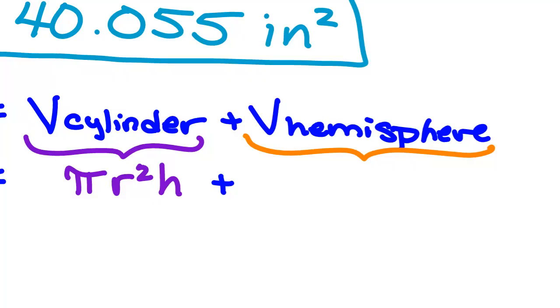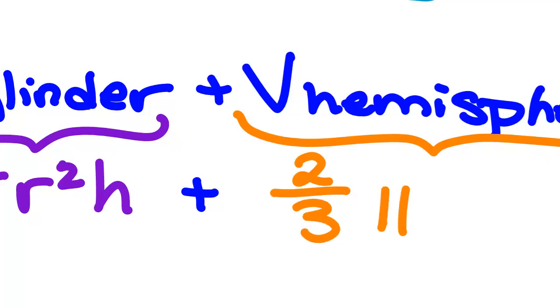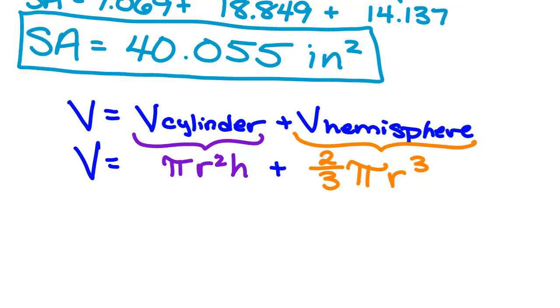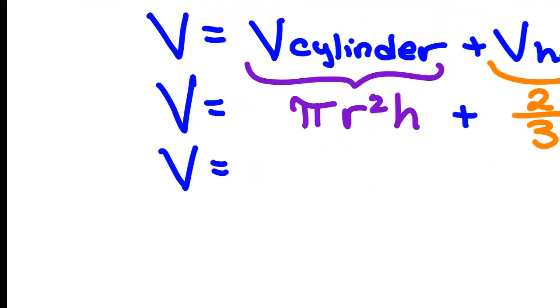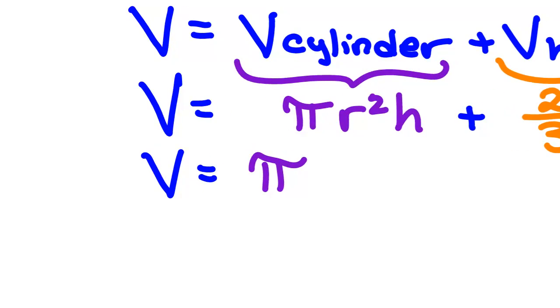2/3 pi r cubed? Yes, 2/3 pi r cubed. Remember, for a whole sphere, it's 4/3 pi r cubed. So for half of a sphere, it is 2/3 pi r cubed. The 4's become 2's whenever we take a sphere and cut it in half for both surface area and volume. All right, so I have volume equals, now we have pi times our radius of 1.5 squared times the height of 2.